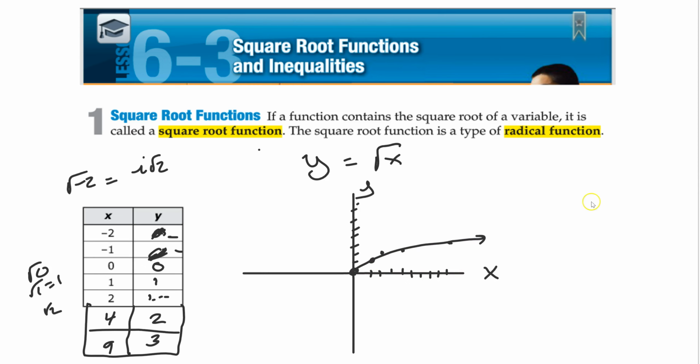And that's what a basic square root graph looks like. We can add it to our table of graphs. It's kind of like this.